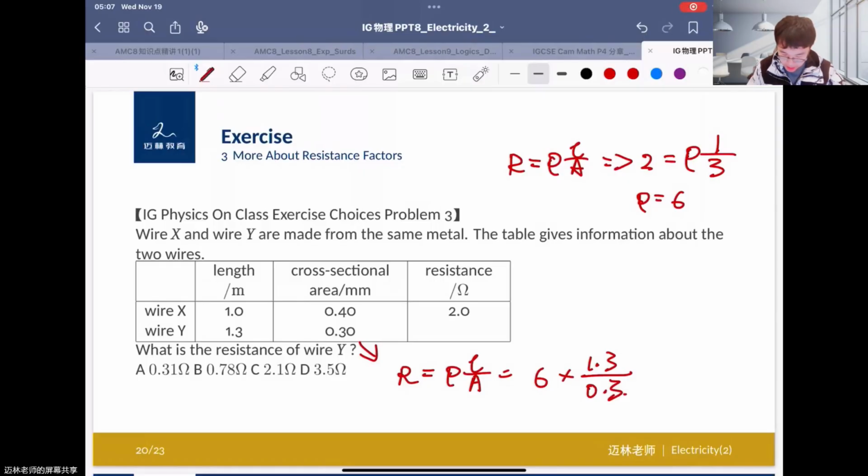So maybe the answer right here, sorry, I guess R equals rho L over area. The length is 1. Oh, sorry, here the area is 0.4. Okay. So here is 0.8. And here is 0.8 times 1.3 over 0.3, right? So here we can find the final answer is about 2.1, right? Okay. Oh, sorry, 3.5, right? Okay. So we choose D.